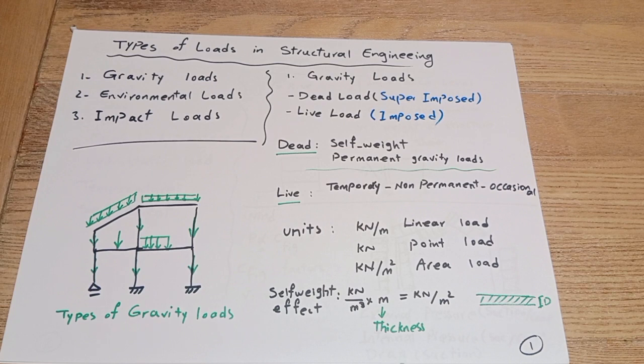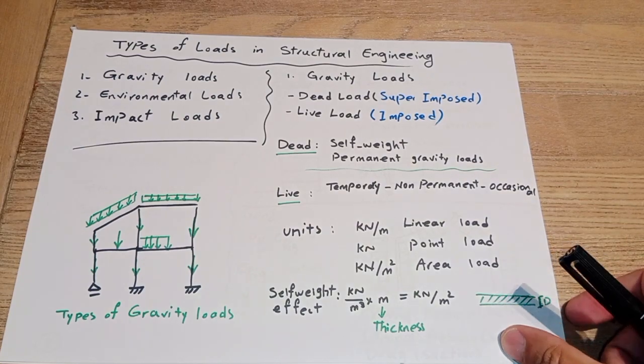You know that for the self-weight effect, we always apply it as a pressure load on the floor. In this case, we just need to multiply the density of the element by the thickness of the element to make it kilonewton per square meter, like an area load.